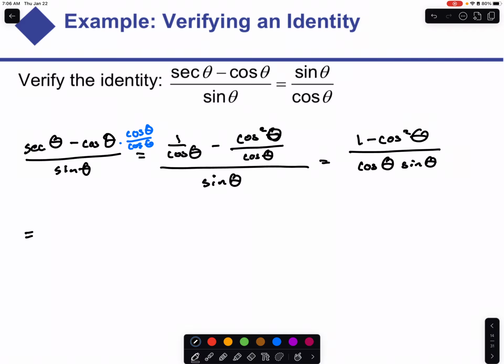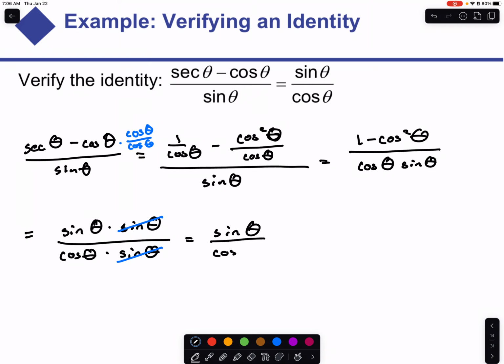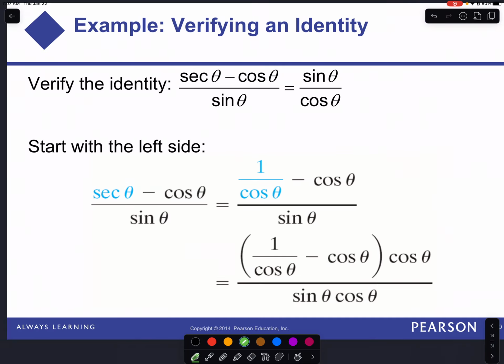So on top, now we're going to have sine of theta times the sine, similar to what we did in the previous one, over cosine of theta times the sine of theta. Okay. Something divided by itself, and that leaves us with sine theta over cosine theta, our desired result. Okay, this is just the way we did it. Let's compare this to the way the textbook did it.